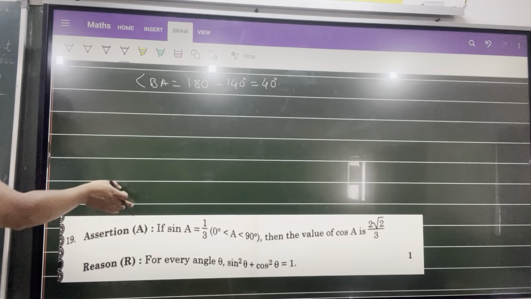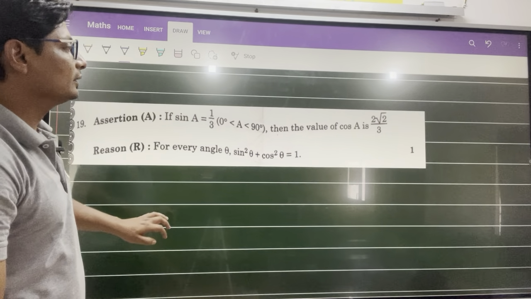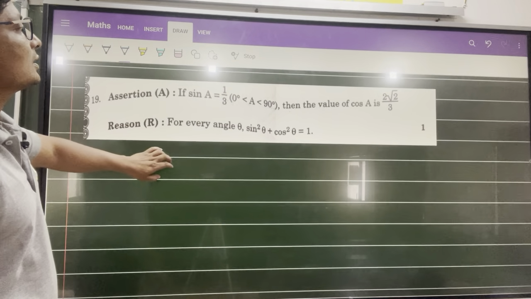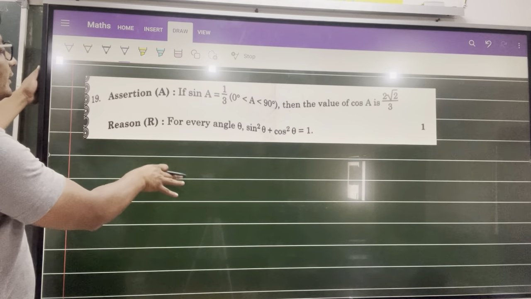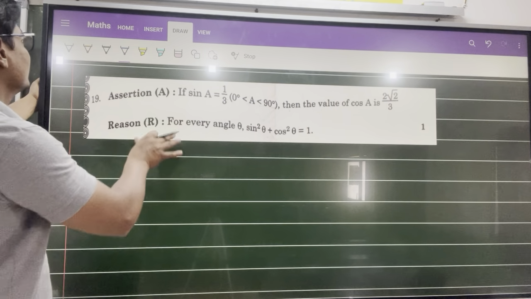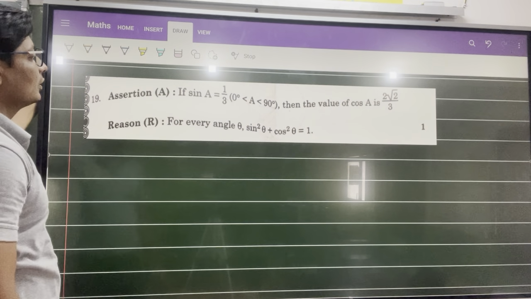Okay, so now the last two questions are on the assertion and reasoning type, which are very simple questions again, and luckily only two questions are asked, so very easy. So this time you could have scored 20 marks very easily in these total 1 to 20 questions. So now let us try to solve this.